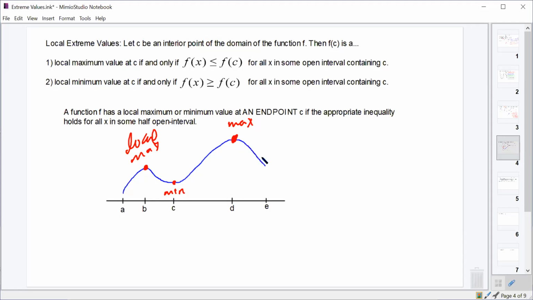Right? And what about here at this endpoint? This should be a local min because everything to the left of it, where we have an open interval, is larger, and same here at A. Good on that, everybody. I think from yesterday's talk, you guys are probably all okay with what a local max and a local min looks like.